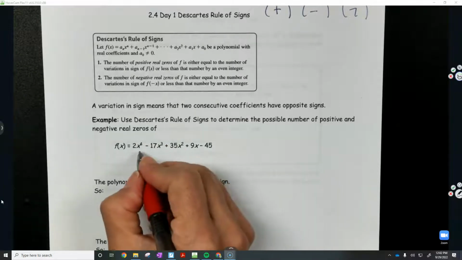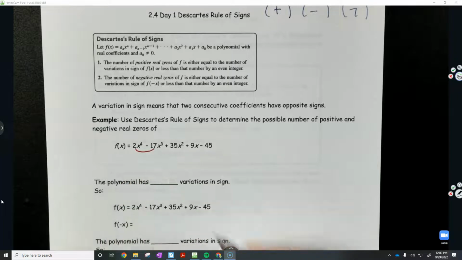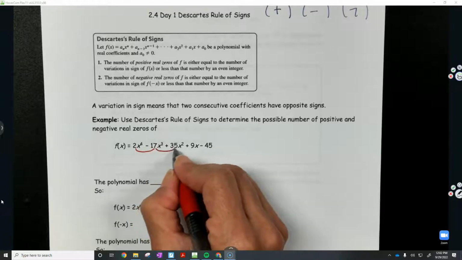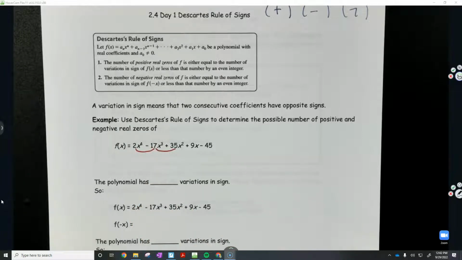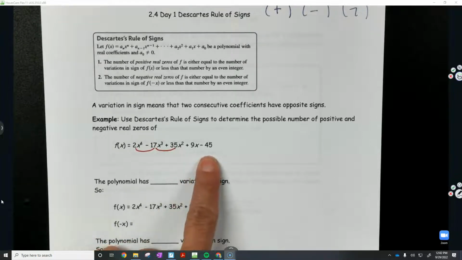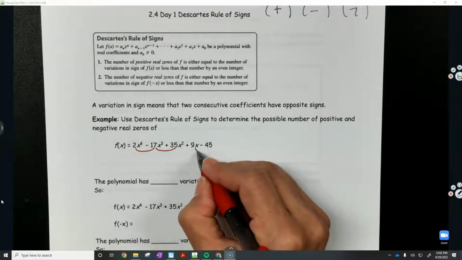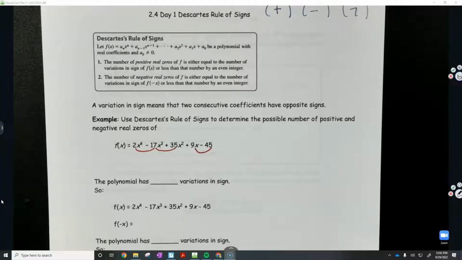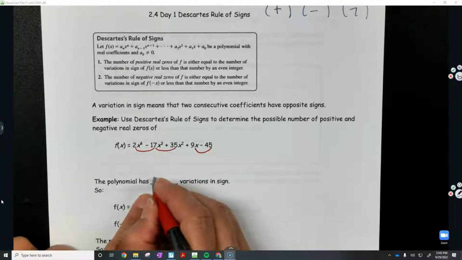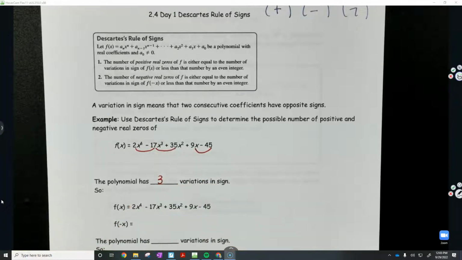So it flipped from a positive to a negative right there. That's one change. Then it flipped back to a positive. That's another change in signs. Then it stayed. But it flipped one more time from a positive to a negative right there. So this polynomial has 3 variations in signs.